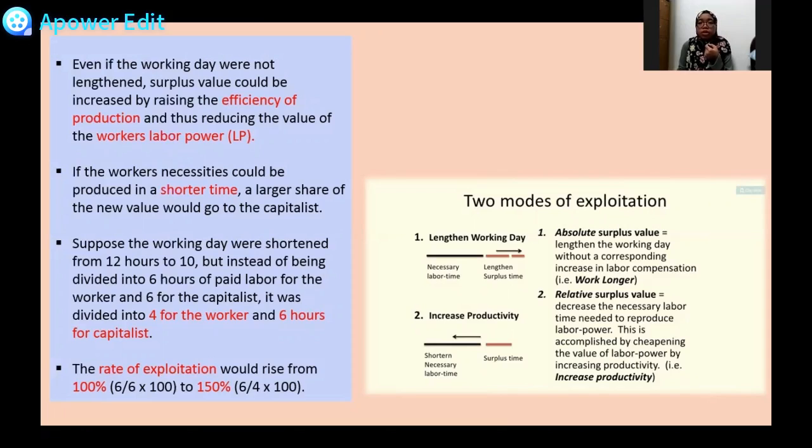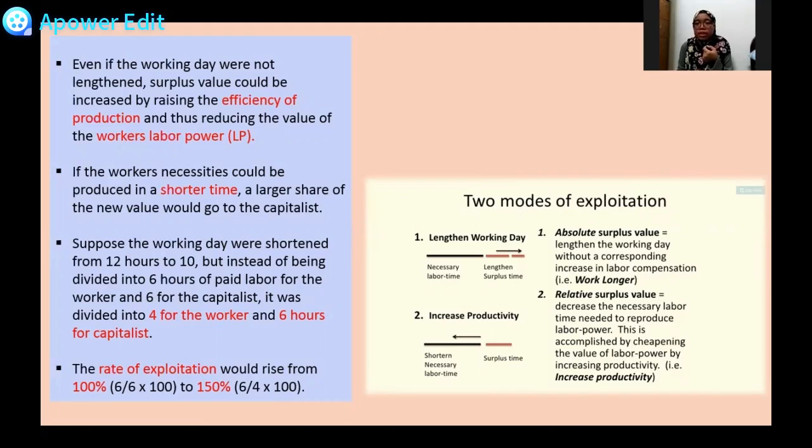The rate of exploitation would rise from 100%, which is 6 over 6 times 100, to 150%, which is 6 over 4 times 100. There are two modes of exploitation. The first one is the lengthened working day. Absolute surplus value is equal to lengthening the working day without a corresponding increase in labor compensation. For example, work longer.